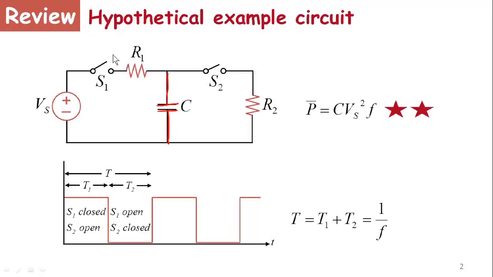Notice that in the circuit, because S1 and S2 are not closed at the same time, there's never a path for current from the voltage source through R1 and through R2 to ground. Let's assume that this node is ground. So there's never a direct connection between R1 and R2, because either S1 is closed or S2 is closed, but both are not closed at the same time. Therefore there is no static power dissipated, and all the power being dissipated by the circuit is dynamic power, given by C V squared F.